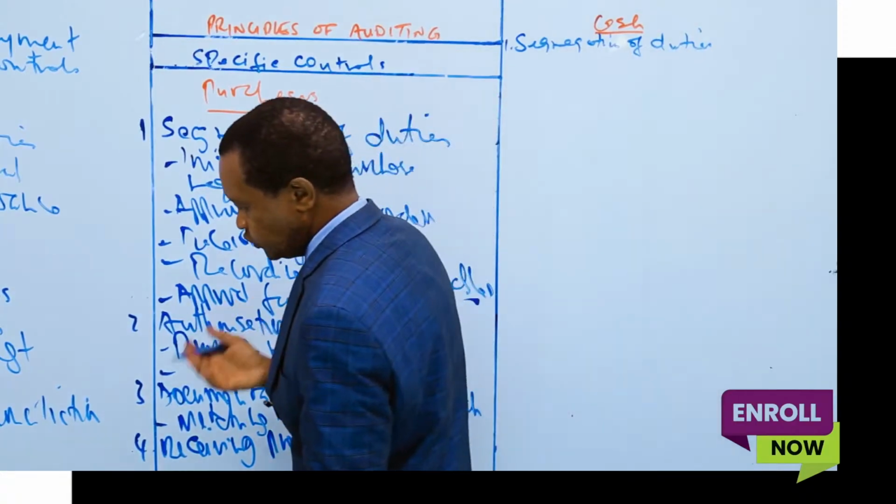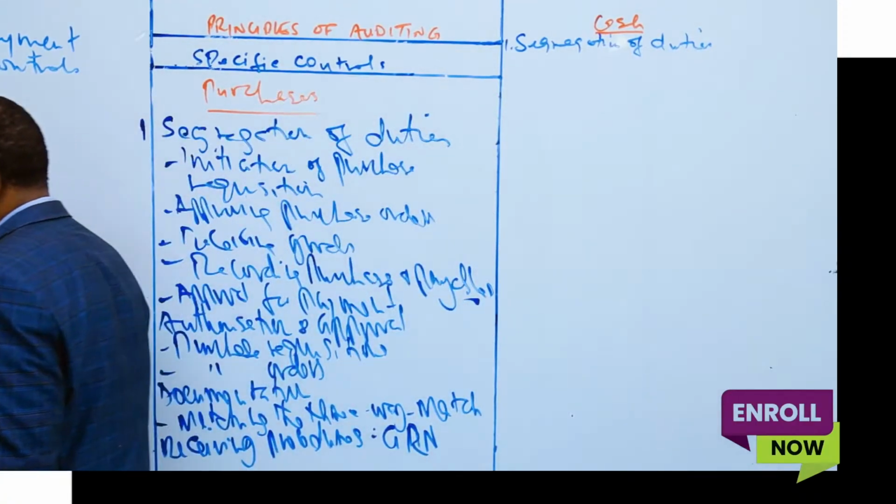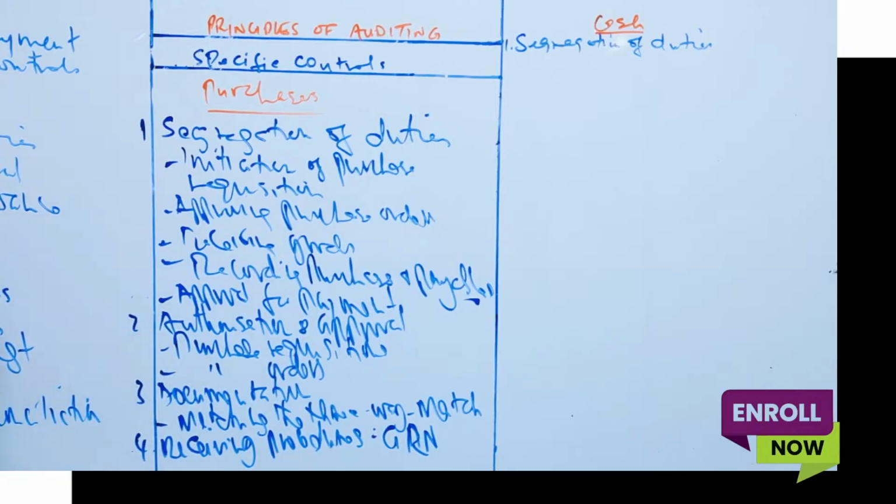Segregation of duties, just like all the other areas, is always necessary. Separating individuals or departments who, 1, receive cash. Number 2, those who record cash receipts. Number 3, those who deposit cash. Number 4, those who authorize cash disbursements. And number 5, those who reconcile bank accounts.